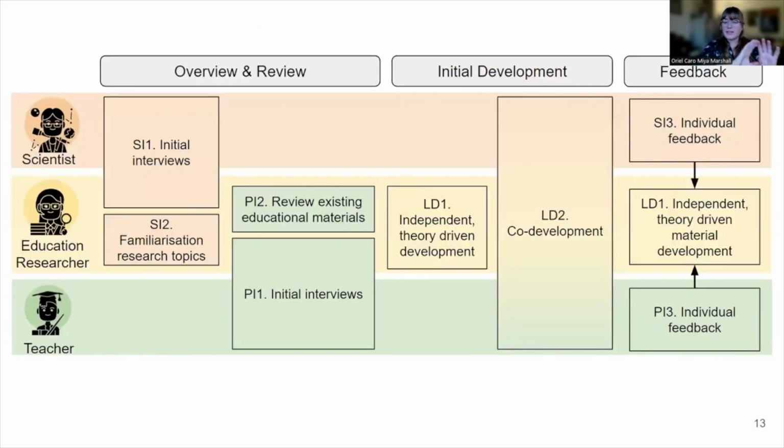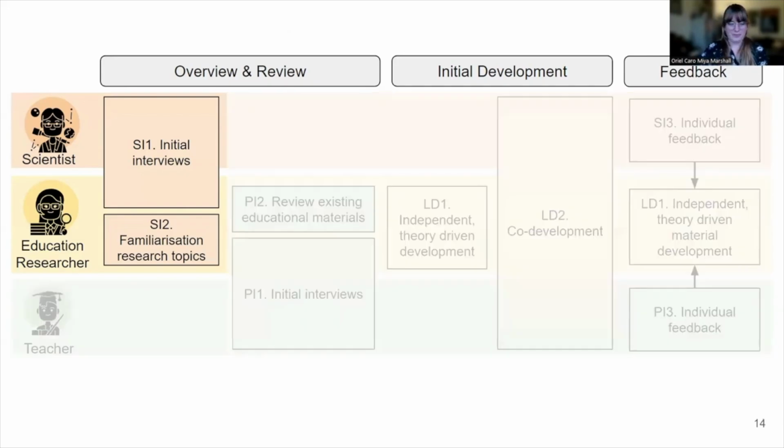The timeline here shows the different activities and how they're broken down. It's shown very linear here, but this was a design-based research project, and so the last few steps, particularly the development and feedback, was much more iterative. There were many cycles of it, but it's shown linear here just for ease of viewing.